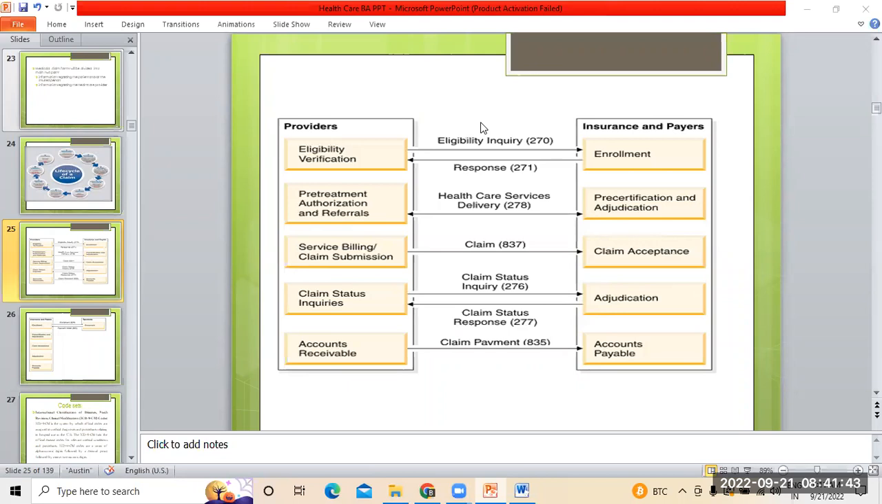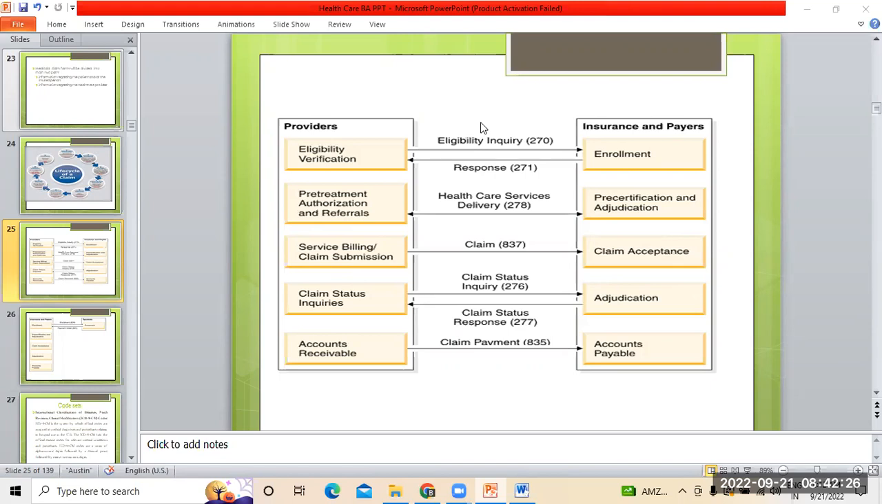Now, once the claim submission is done, the verification and validation process will be taken care of by the insurance organizations. Once that process happens, if a provider wants to know the status, usually after 30 days or so, there will be a claim status inquiry. It can be 30 to 45 days, sometimes even below that. It depends on the process and how much time it takes. So a claim status inquiry will be sent.